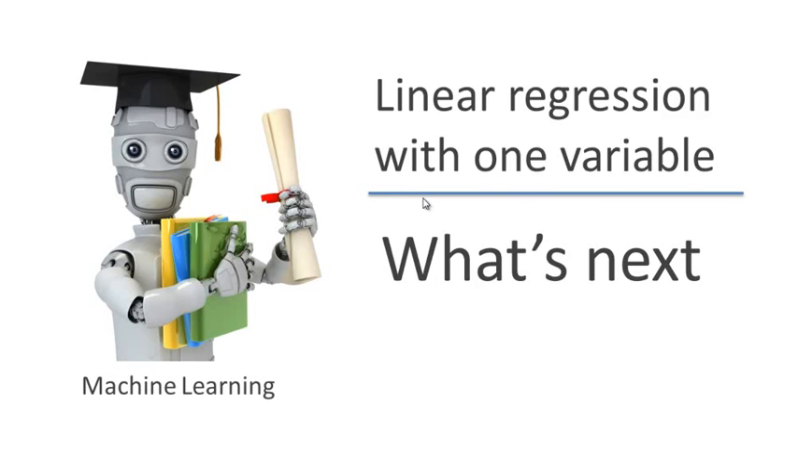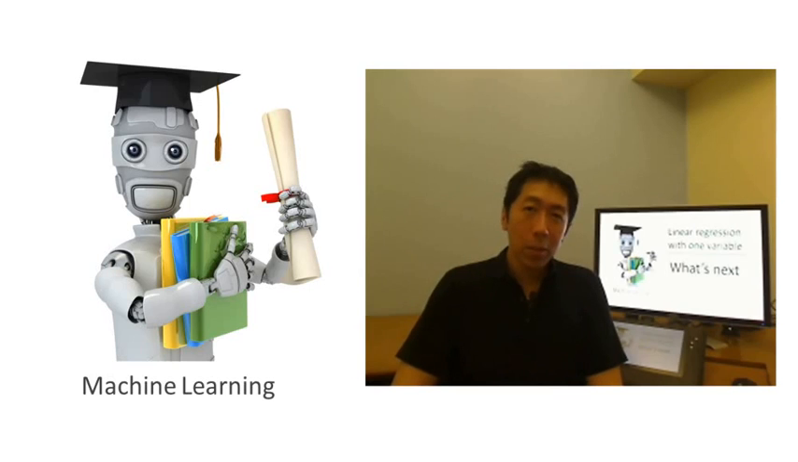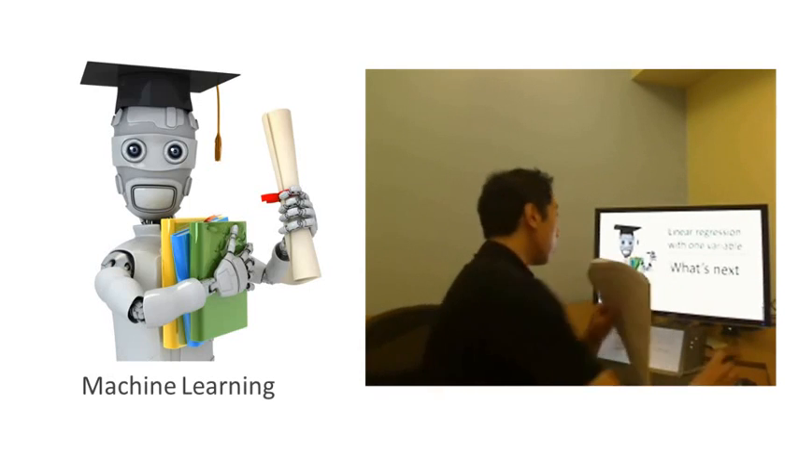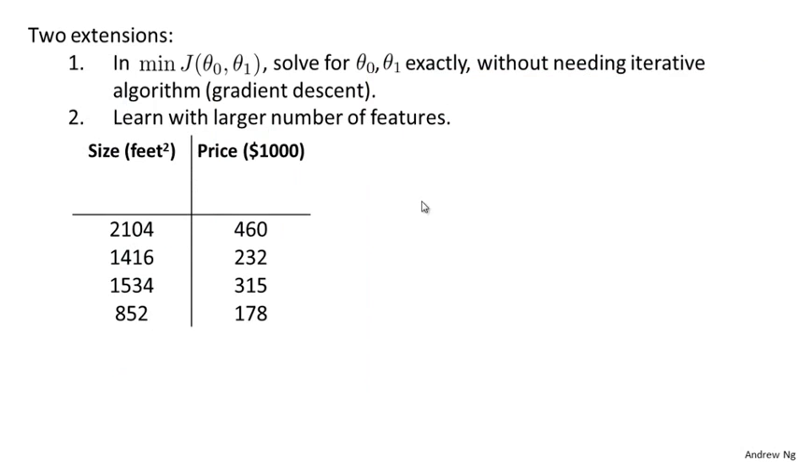You now know about linear regression and gradient descent. The plan from here on out is to tell you about a couple important extensions of these ideas. Concretely, first, in order to solve this minimization problem, there's an algorithm for solving for theta 0 and theta 1 exactly without needing an iterative algorithm like gradient descent that we had to iterate multiple times over.